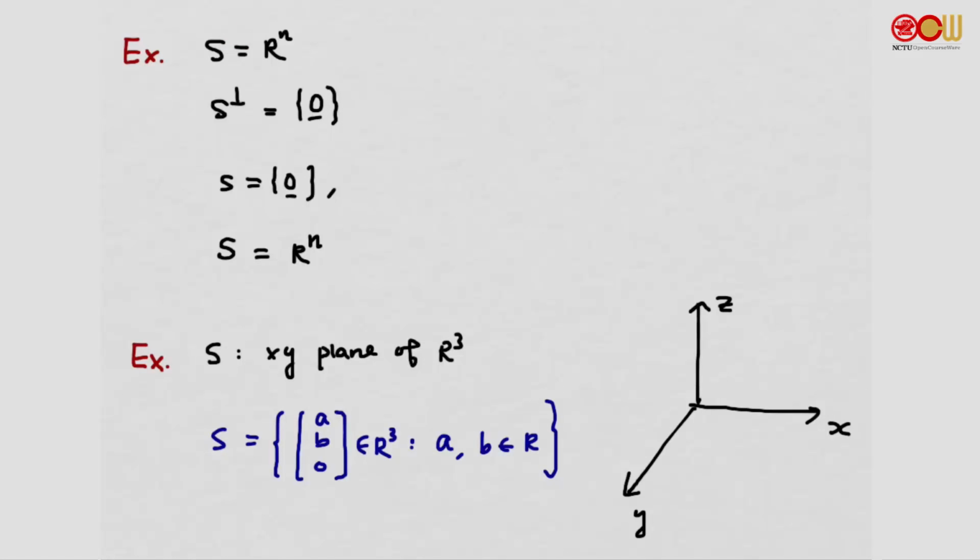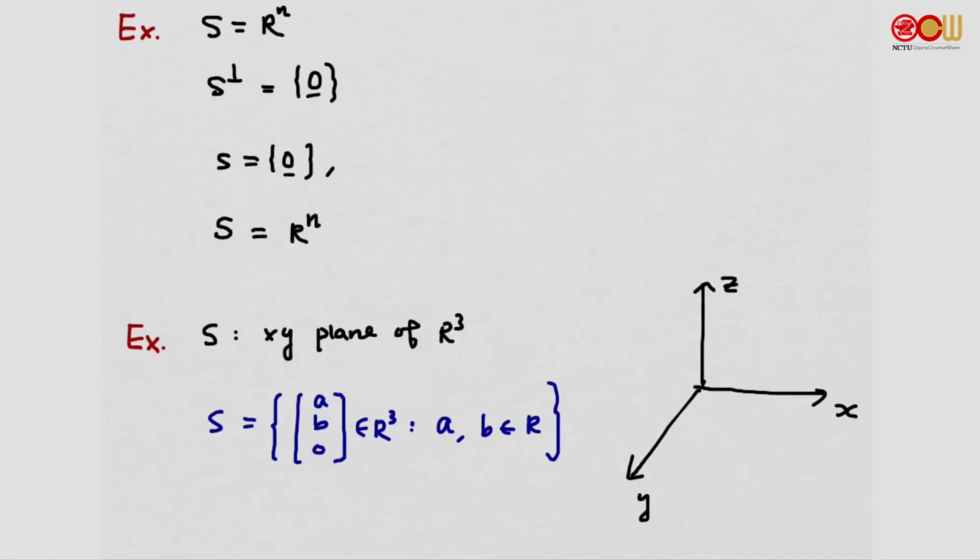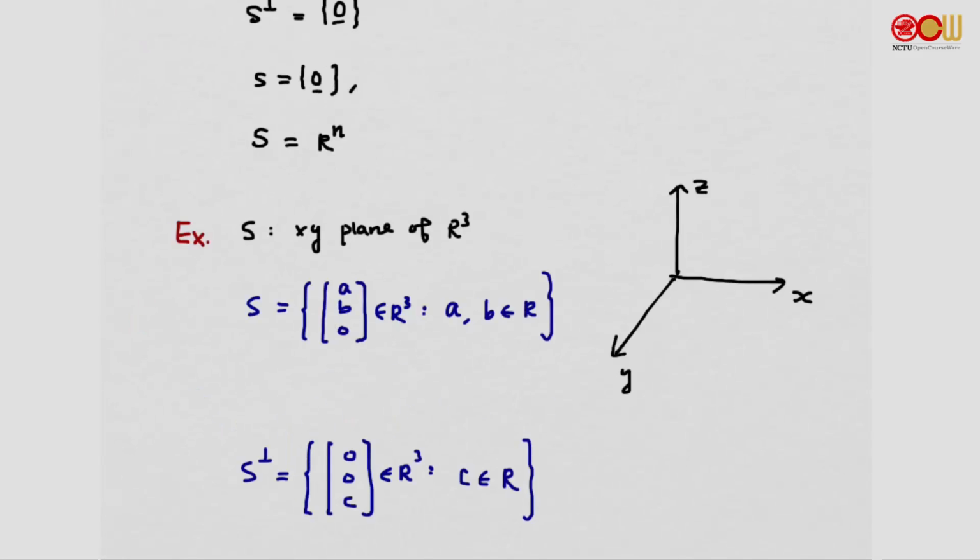Another example, S is the xy plane of R3. So this is S. It's the xy plane. So we can write S as the collection of all vectors in R3 that is of the form (a, b, 0). What would be S perp in this case? S perp would be the z-axis. It's of the form (0, 0, c) for all c in R.